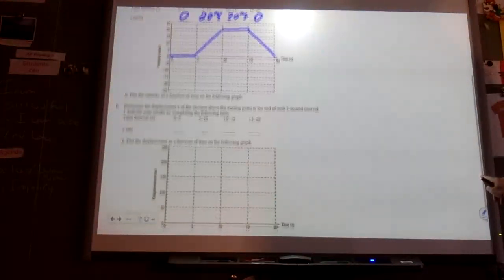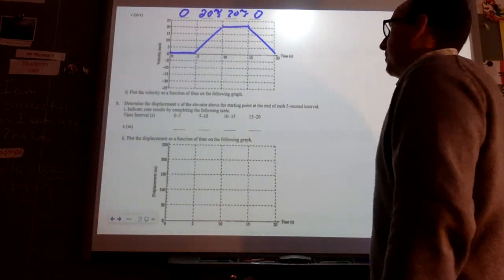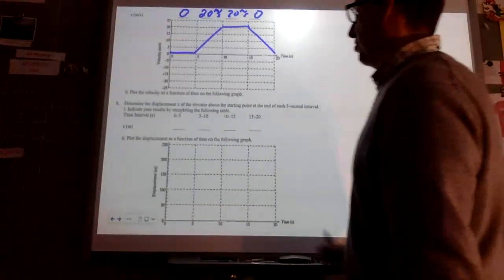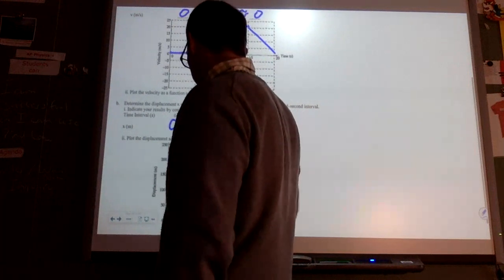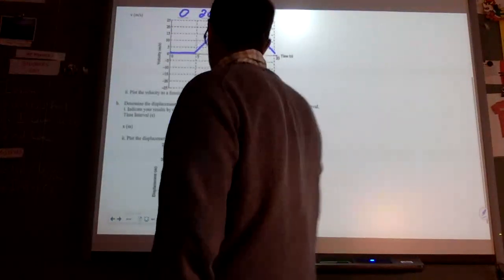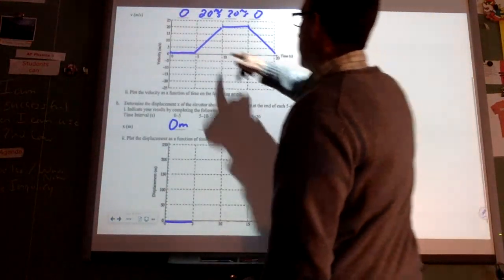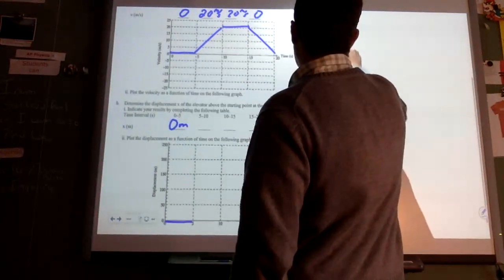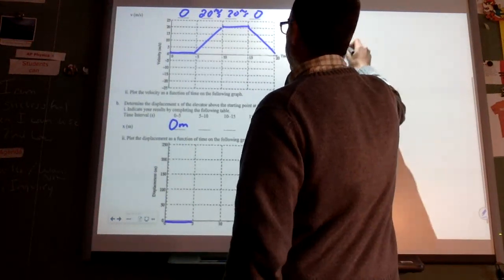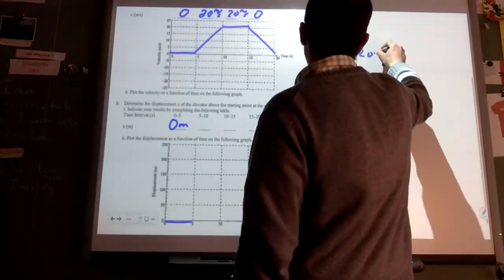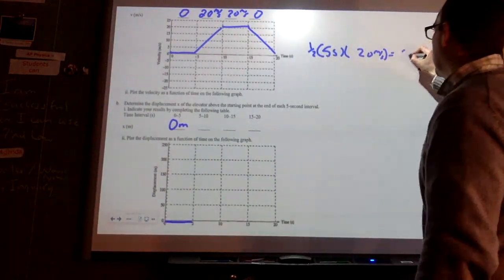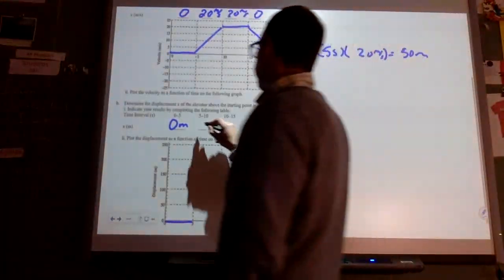Determine the displacement of the elevator above its starting point for each of those 5-second intervals. 0 to 5 is going to be 0 meters. From 5 to 10 is going to be this triangle. So it has 1/2, my base is 5 seconds, my height is 20 meters per second. So this is going to give me 50 meters.